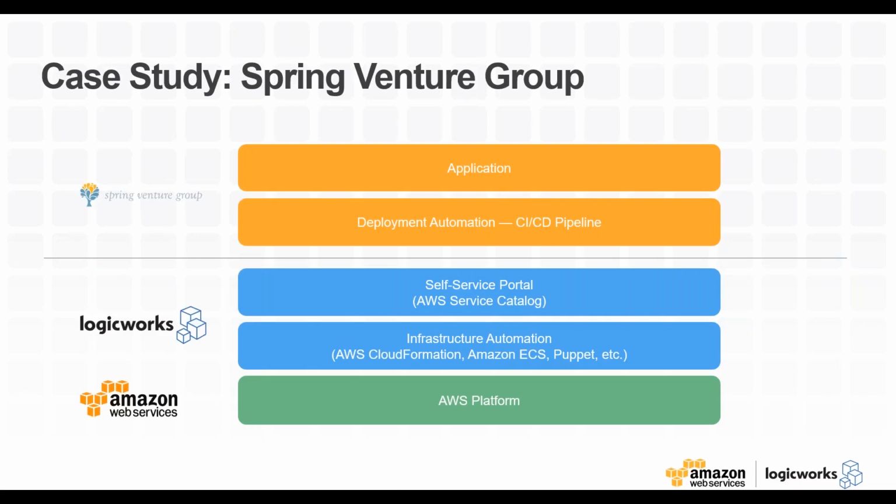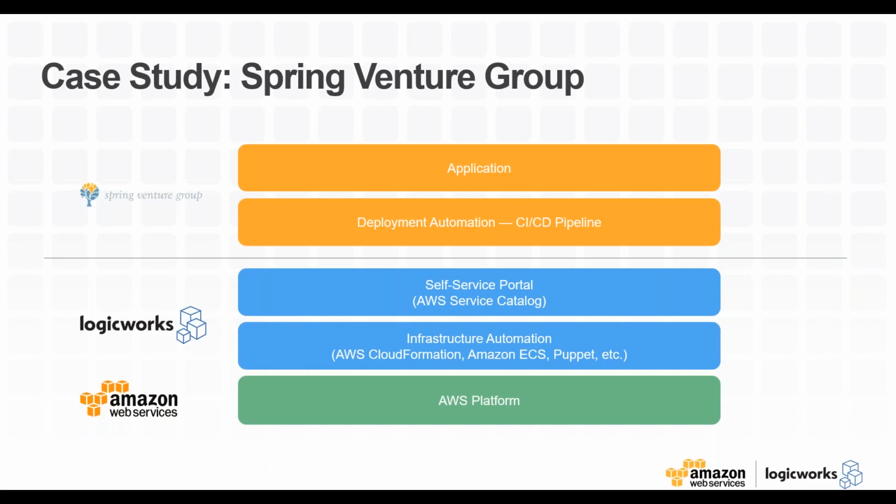So if we look at this from a partnership perspective between Spring Venture Group, Logicworks, and Amazon, this may look a bit complex. Spring Venture Group is a great case study because they've really achieved this DevOps on AWS from infrastructure all the way through to their application. SVG is an innovative health insurance sales company that approached Logicworks last year with the desire to migrate to AWS. They were already proficient at figuring out their application and were using containers on-premise, but they needed help migrating to AWS.